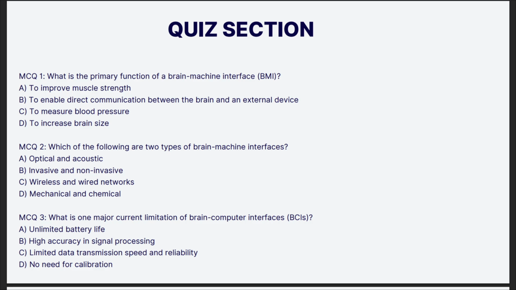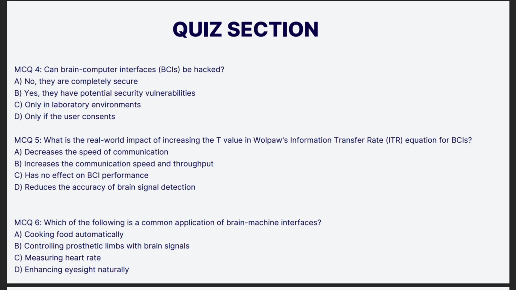So the third question is, what is one major current limitation of BCIs? Unlimited battery life, high accuracy in signal processing, limited data transmission speed and reliability, no need for calibration. So the answer is high accuracy in signal processing. I'm sorry, the answer is C actually. The answer is C, limited data transmission speed and reliability. Next slide.